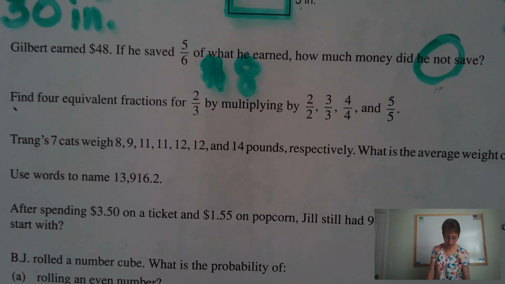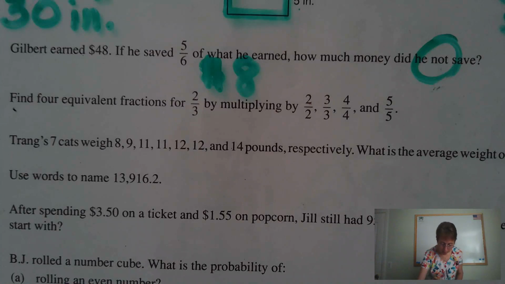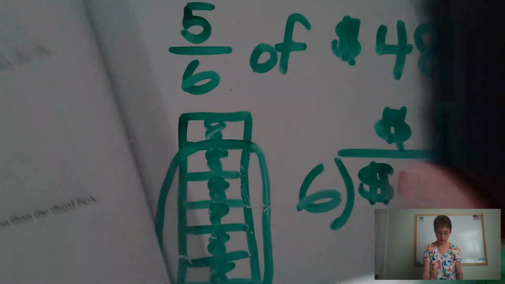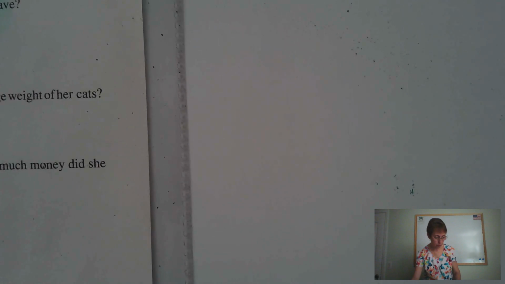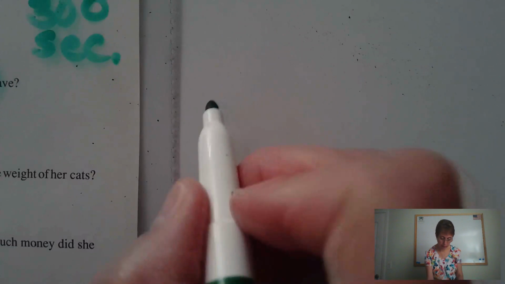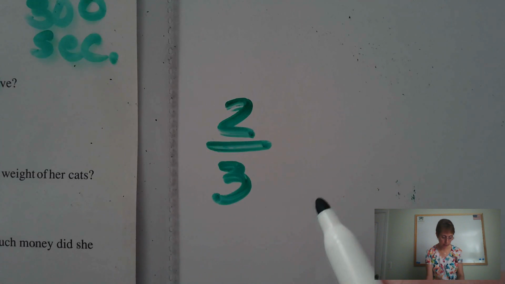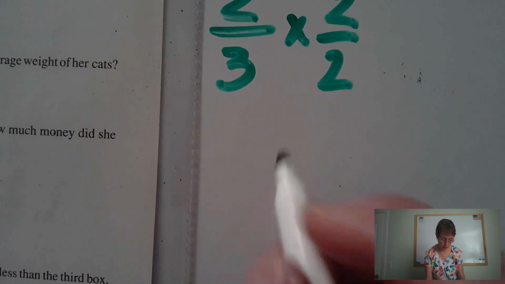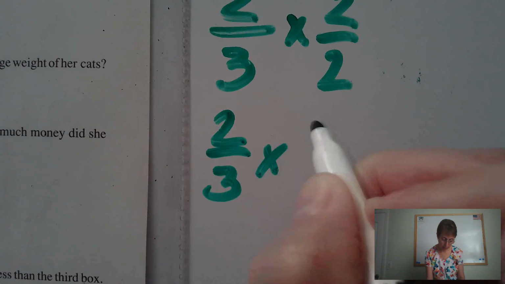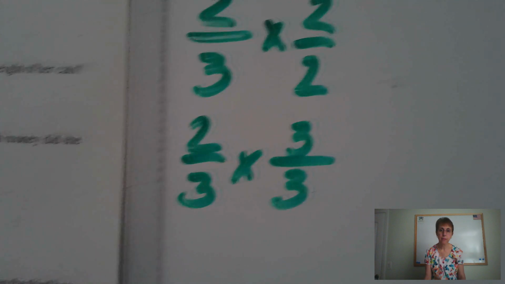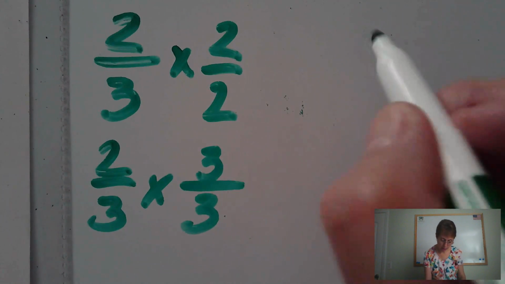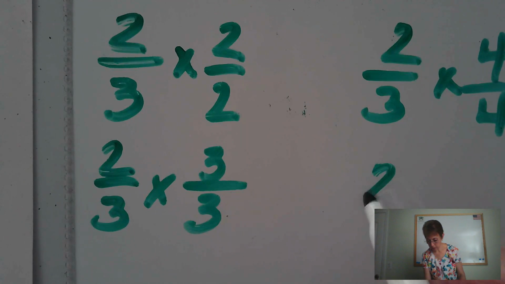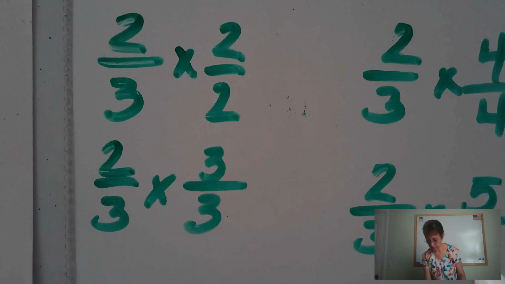Okay, number 4, find 4 equivalent fractions for 2/3 by multiplying by 2/2, 3/3, 4/4, and 5/5. So we want to find equivalent fractions for 2/3, and they're telling us what they want us to multiply by. 2/2. They want us also to do 2/3 by 3/3, and they want us to do 2/3 by 4/4, and 2/3 by 5/5.